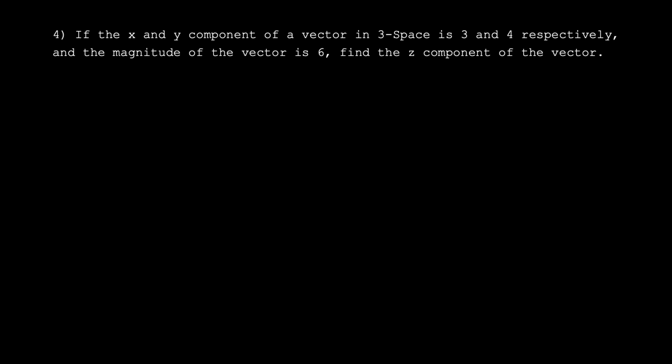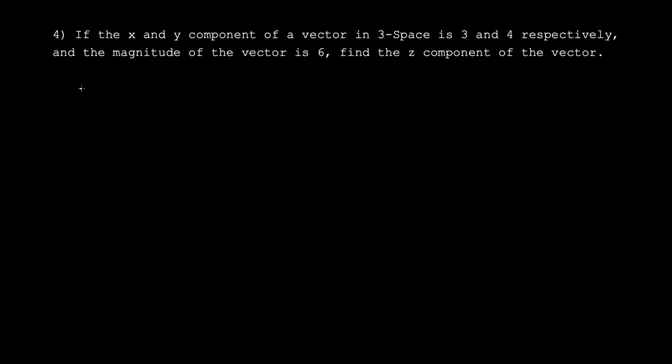Next, take a look at this question. This question is a combination of everything we've learned, from position to magnitude and direction as well. If the x and y components of a vector in 3 space are 3 and 4 respectively, and the magnitude of the vector is 6, find the z component of the vector. So 3 space basically just tells us that this vector is in 3 dimensions already. So let's write down everything we know from this problem.